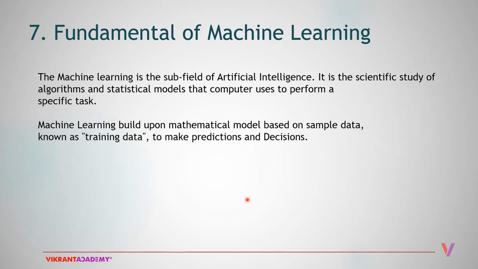Fundamentals of machine learning. Like I said, artificial intelligence is a specific study of algorithms and statistical models. Machine learning is a subfield of artificial intelligence. It again works on algorithms to perform a specific task. Machine learning is built on a mathematical model based on sample data known as training data. Whenever we give sample data to the machines, it is called training data. It is used for making predictions and decisions by machine learning and AI technologies.